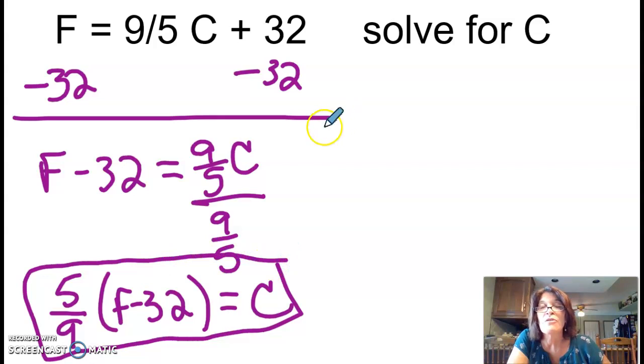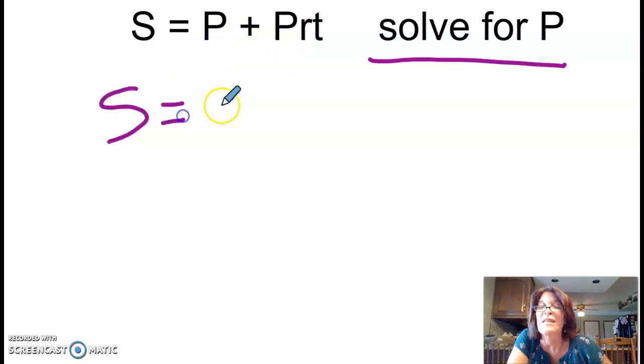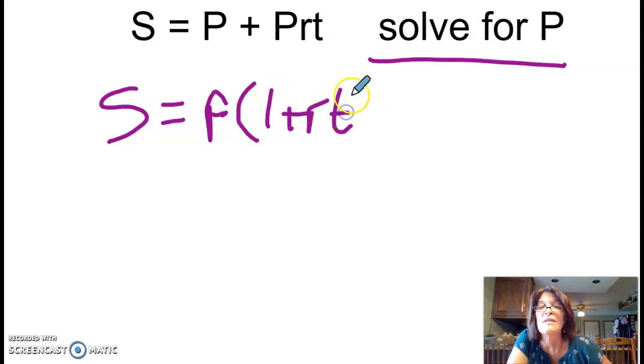Okay? So you do the same inverse operations, just sometimes you can't actually do the operation because you just have a variable instead of a number. Okay? In this case, we want to solve for P, and there are two different P's in this problem. So you get to do one of your most favorite things, guys. Hold back that excitement. We get to factor. So I'm going to take P out, and that'll give me a 1 plus RT left.